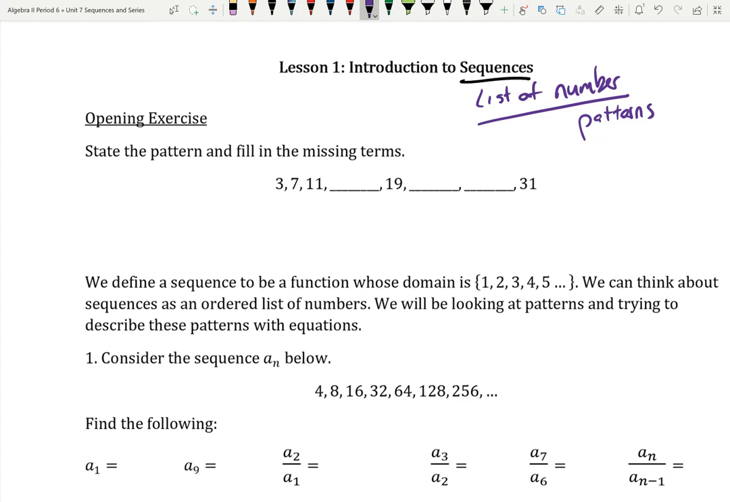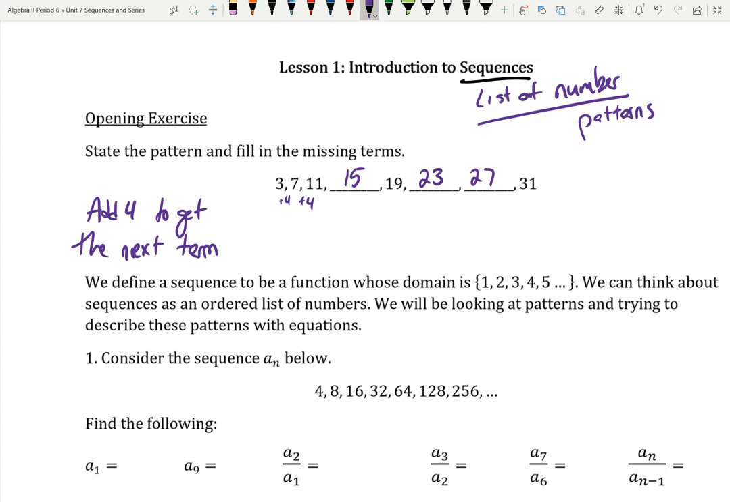Hopefully you actually paused the video and didn't just wait for me to start back up again. So I have 3, 7, 11. It looks like I keep adding 4 each time. So 15, yep, 19, plus 4, yes, it's a plus 4 pattern. So the pattern is add 4 to get the next term.